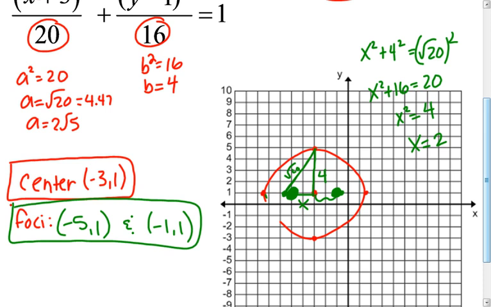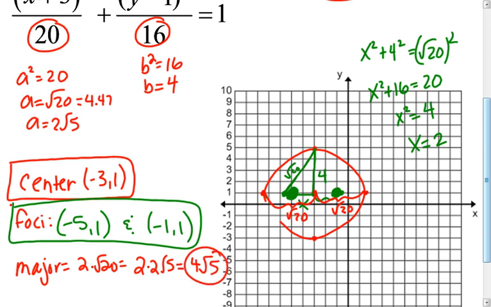And if I want to know the length of the major axis and the minor axis, okay, so the major axis, we already talked about how this distance right here is the square root of 20, but you have 2 of them. This distance is also the square root of 20. So the major axis will be 2 times the square root of 20, which of course is 2 times 2 root 5, which is 4 root 5. And that's how I want you to tell me how long the major axis is, with radicals in there, not with decimals. I would like them with radicals.